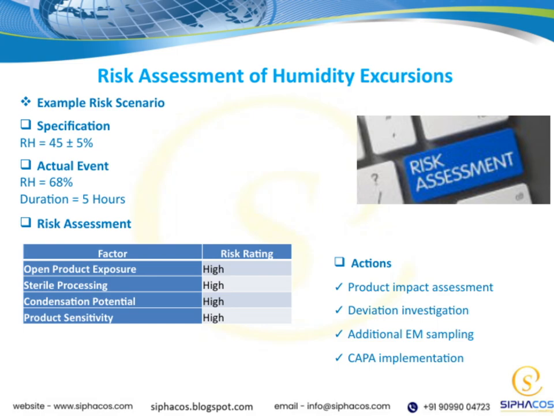Here's an example risk scenario. Our specification calls for relative humidity around 45%, plus or minus 5. But an event pushed it up to 68% for 5 hours. That's a high-risk situation across several factors, from product exposure to condensation potential. This assessment guides how we respond.